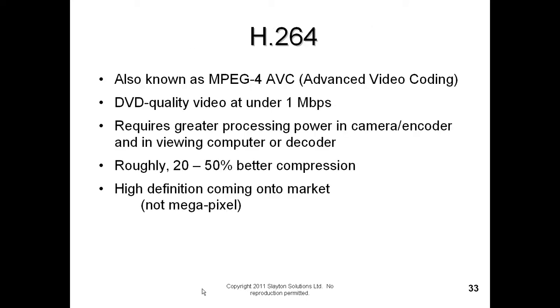Now, the most popular type of compression that is used in middle to high-end cameras these days is what's called H.264. It's also known as MPEG-4 AVC, Advanced Video Coding. I've also seen it called MPEG-10, but it is a flavor of MPEG. It gives us DVD quality video at under 1 megabit per second. It requires greater processing power in the camera and encoder, and it requires greater decompressing power in the viewing computer or decoder. It really reduces the bandwidth though.